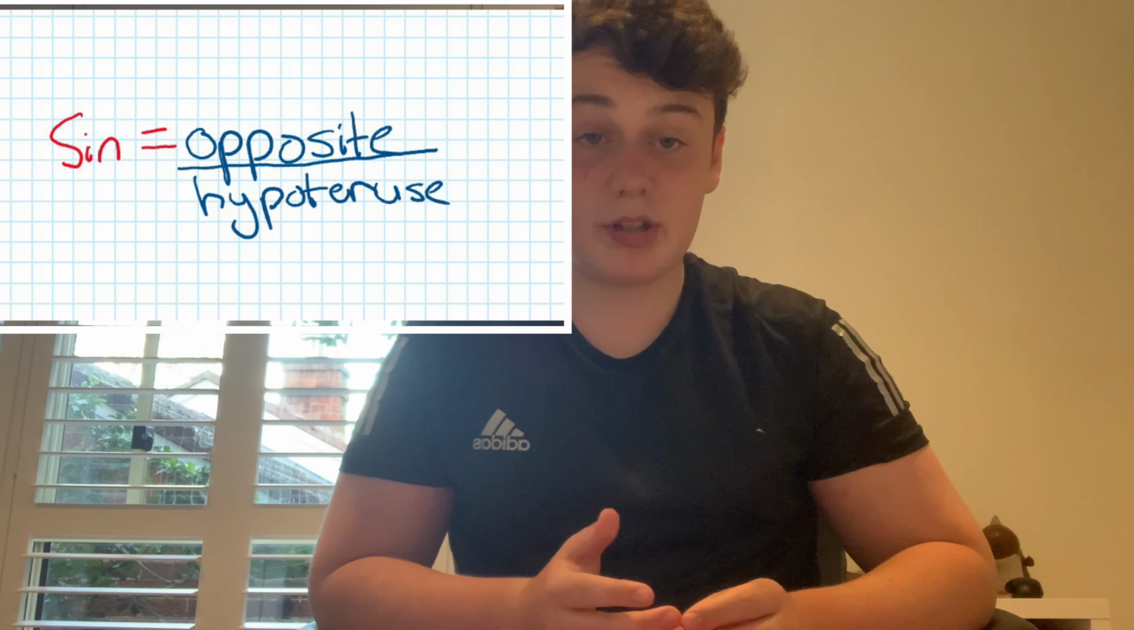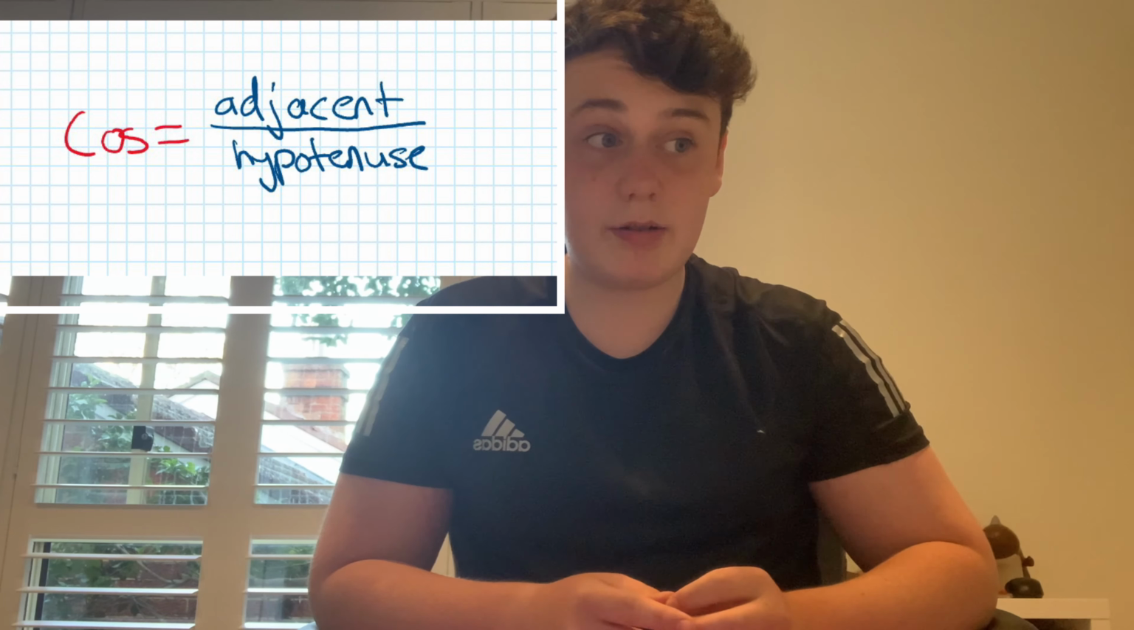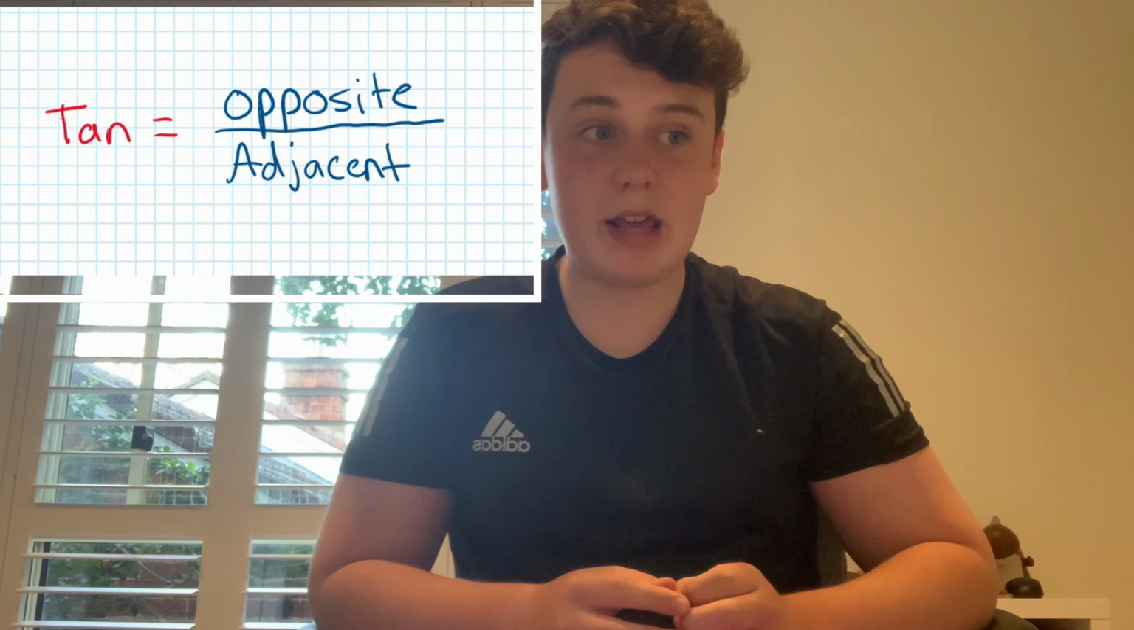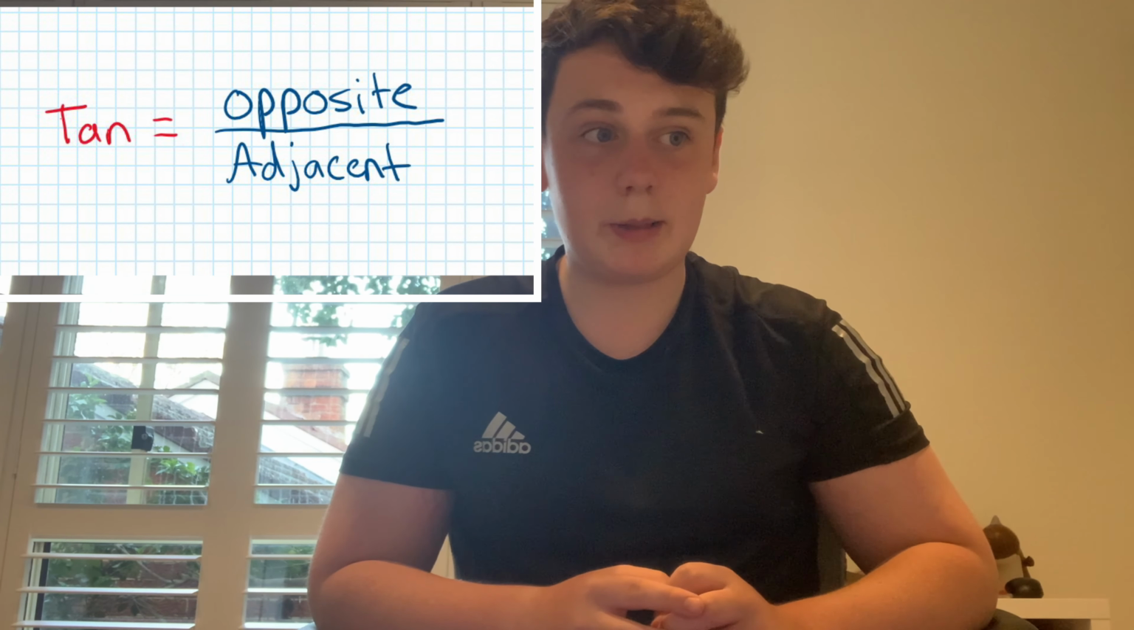So it stands for sine, and there you need the opposite measurement and the hypotenuse measurement. Next we've got CAH, so that's for cos, and you need the adjacent measurement and the hypotenuse measurement. And finally there is TOA for tan, where you need the opposite measurement over the adjacent measurement. So in a right angled triangle, sine theta equals opposite over hypotenuse, cos theta equals adjacent over hypotenuse, and tan theta equals opposite over adjacent.